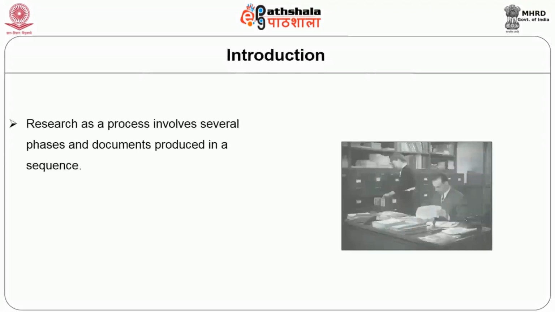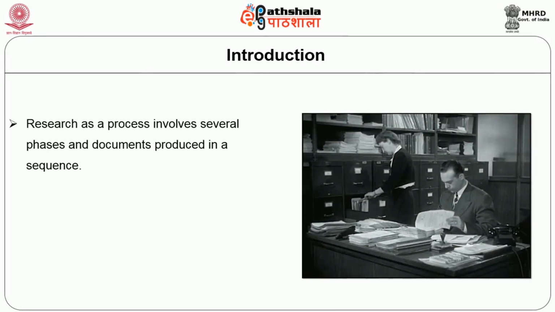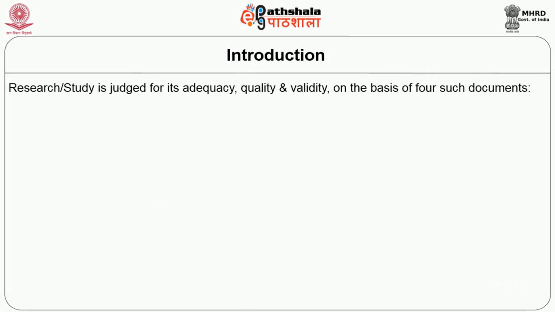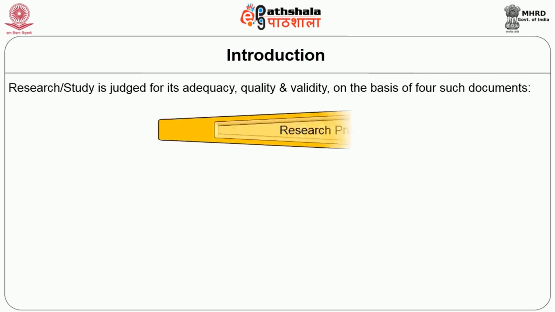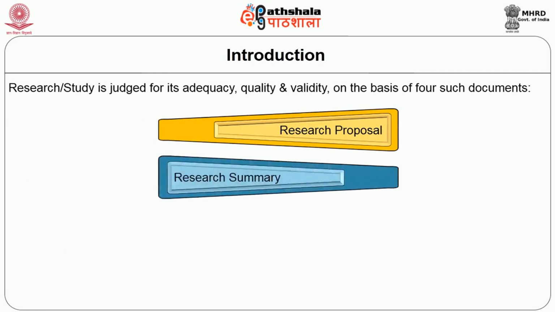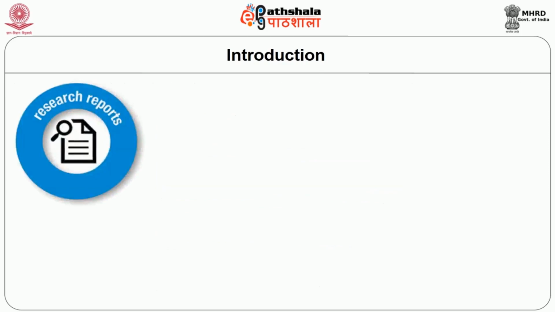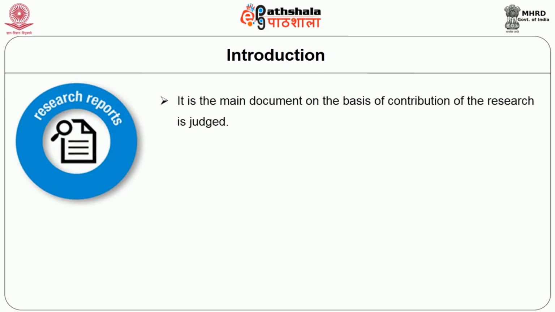Research as a process involves several phases and documents produced in a sequence. The sequence and phases of progress in research have a definite effect on the quality of the final report and on the research documents produced at all stages. Every research or study is judged for its adequacy, quality, and validity on the basis of 4 such documents, which are the research proposal, research summary, research abstract, and the research report. The research report is the main document on the basis of which the contribution of the research project is judged.